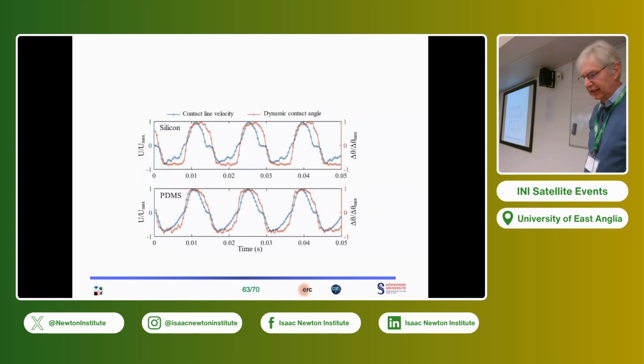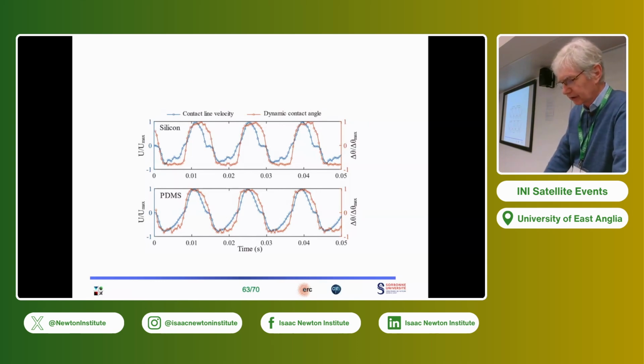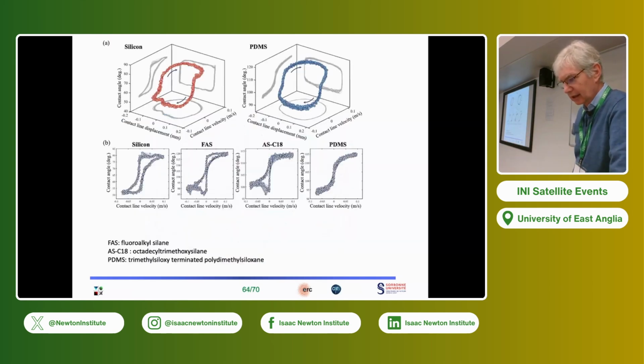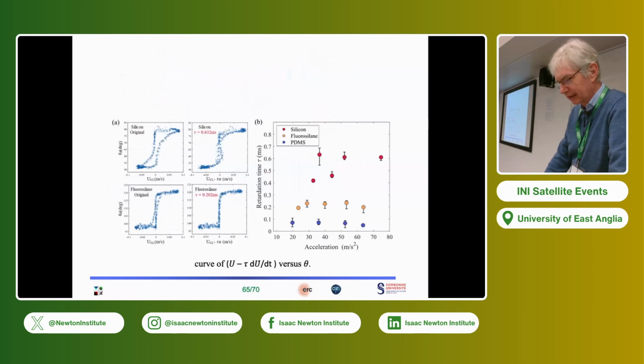And so you have silicon and PDMS, which give very different results of different roughness, etc. So you see both the contact line velocity and the dynamic contact angle. And you can see that, at least on the apparent scale, you have no connection between the two. You actually can plot the one as the function of the other, and it's not a single curve. It's what we call dynamic hysteresis. You have this hysteresis loop that you can see.